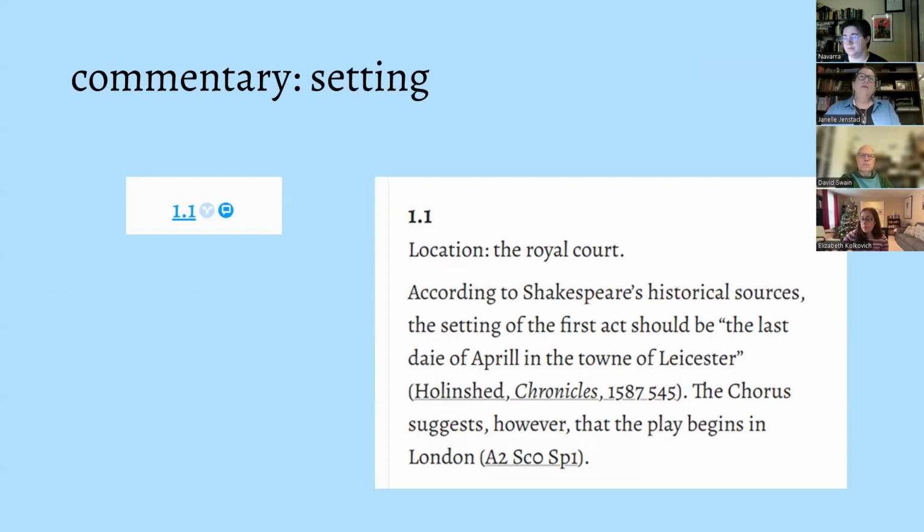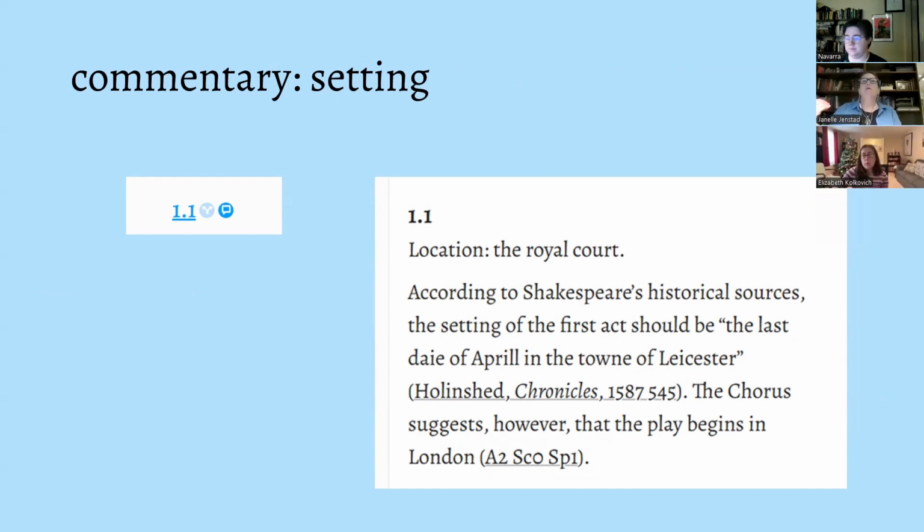LEMDO does not indicate the setting or the implied setting for a scene, but sometimes it is helpful for the reader to know early on where a scene is meant to be taking place. In that case, the editor can add a commentary note on the scene division. Okay, so location, the royal court. According to Shakespeare's historical sources, the setting of the first act should be, and then you see another quotation with a reference pointing to bibliographical details.